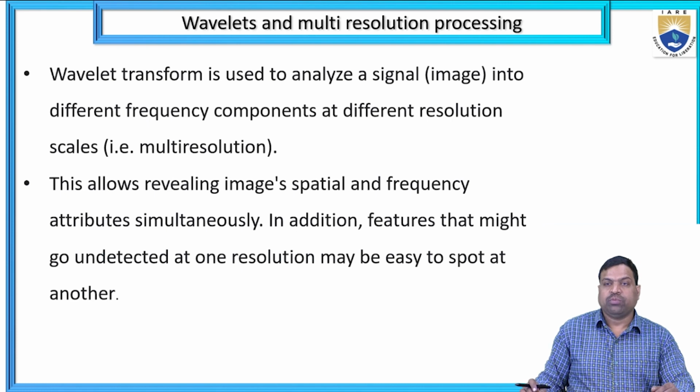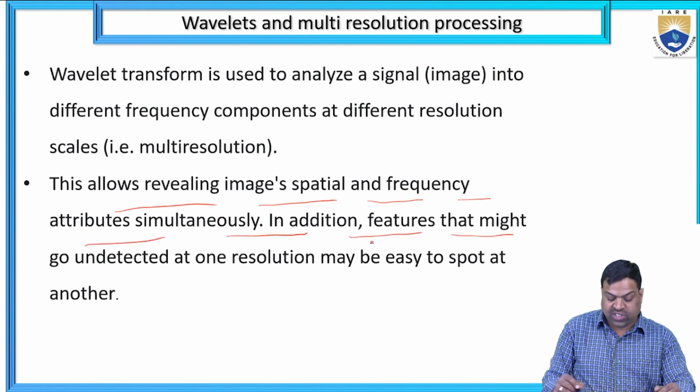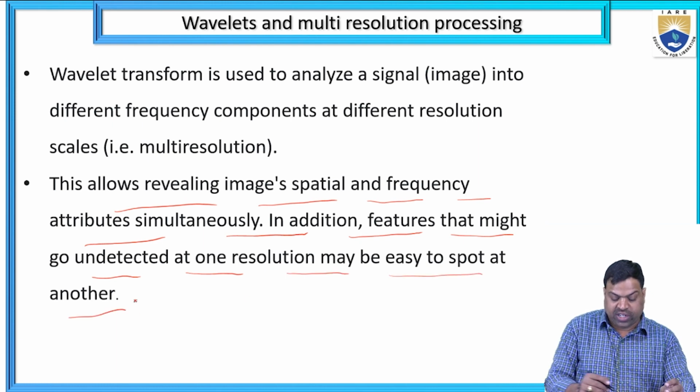The wavelet transform is used to analyze a signal into different frequency components at different resolution scales, that is multi-resolution. It allows revealing an image's spatial and frequency attributes simultaneously. In addition, features that might go undetected at one resolution may be easy to spot at another.